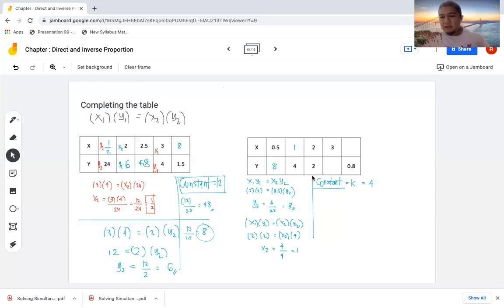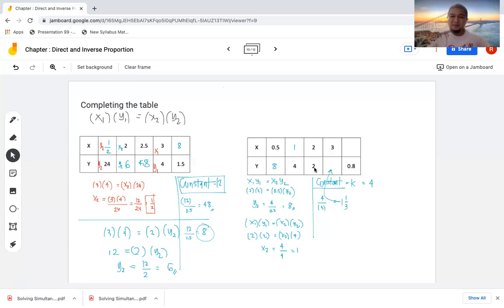So if the constant is 4, all you need to do is divide this particular constant by the other given value. So let's say, for example, in this column, the x is equivalent to 3. So all you need to do is find 4 divided by 3. So this is going to give us 1 and 1/3, and this 1 and 1/3 will automatically be the answer for this one. So this is way faster.